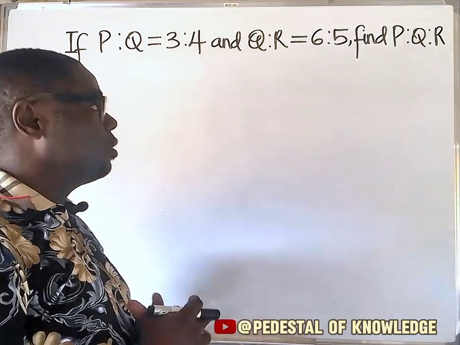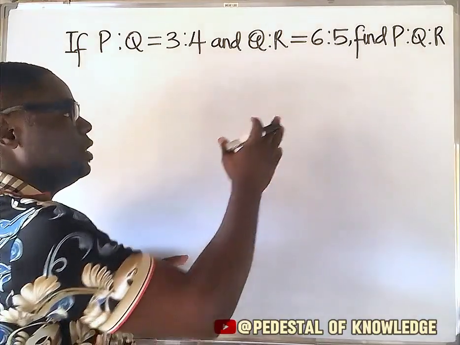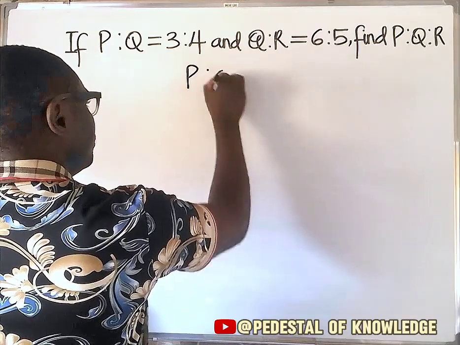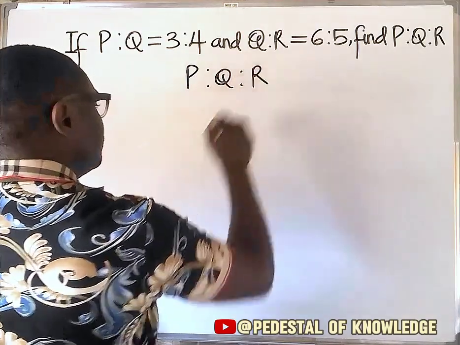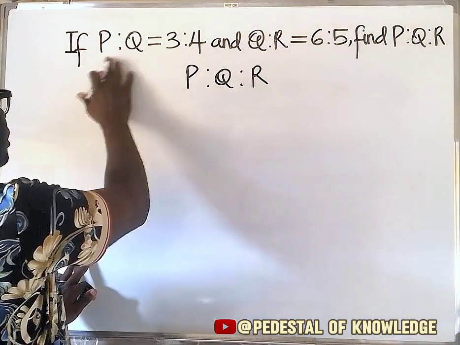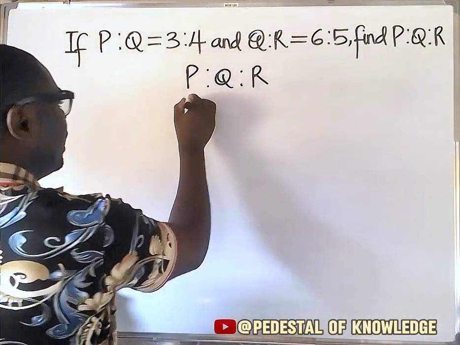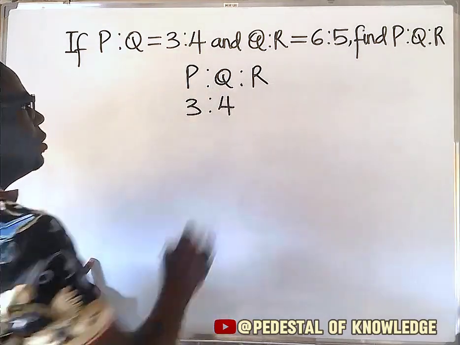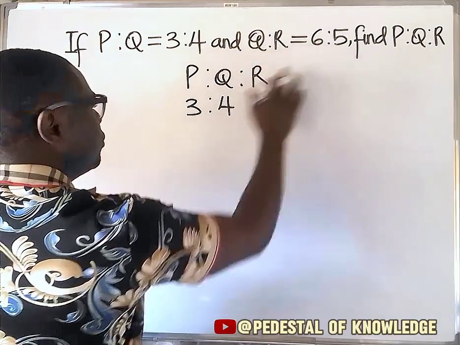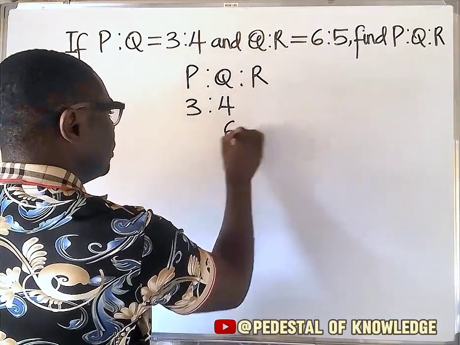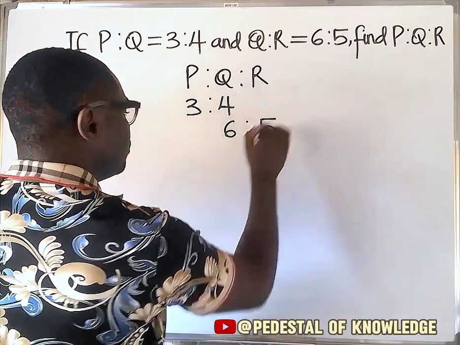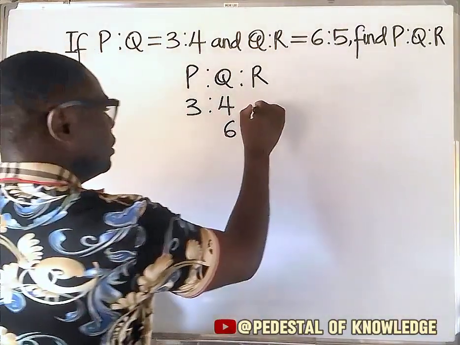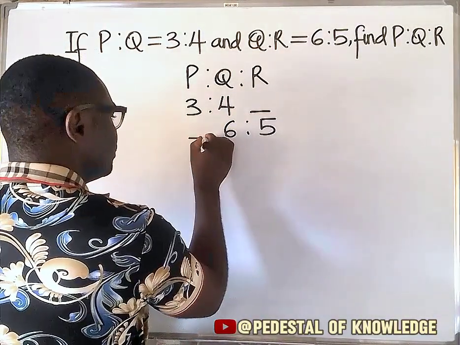Very simple. Now what you are going to do is this. Because you are asked to find P is to Q is to R, you put it down, P is to Q is to R. All right. Now the question says that P is to Q is 3 is to 4. So we have 3 is to 4 here. That is P is to Q. And then Q is to R is 6 is to 5. All right. Now the problem now is how do we fill up this space and this space?